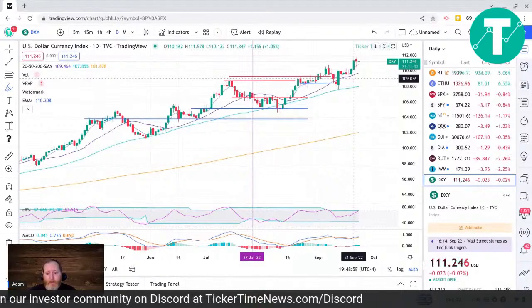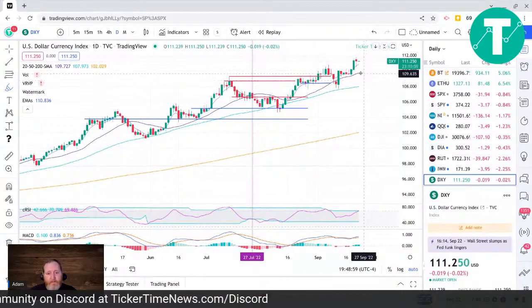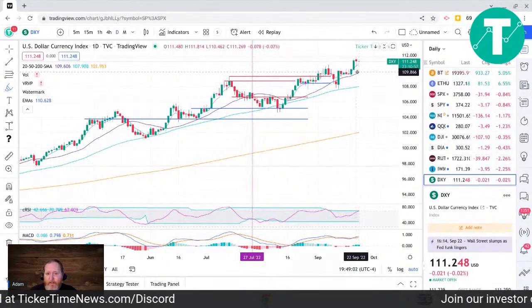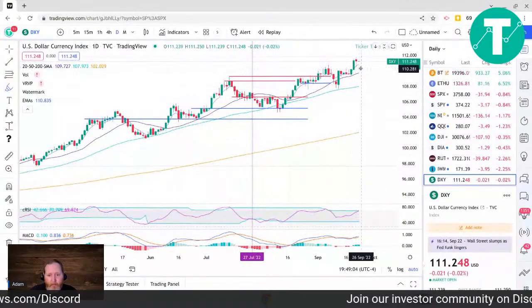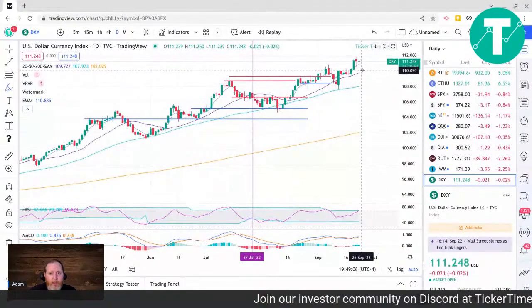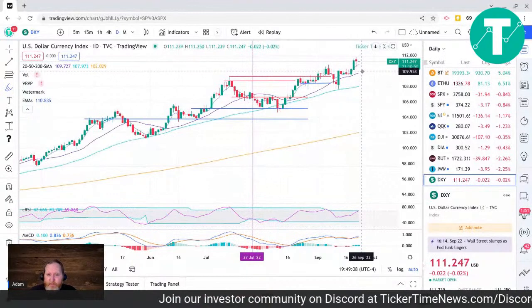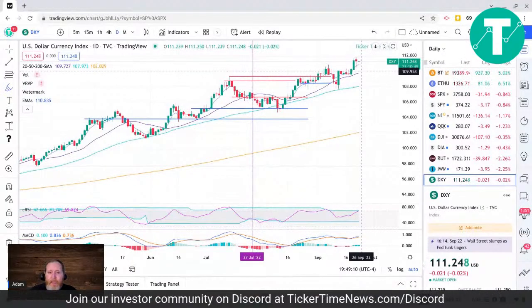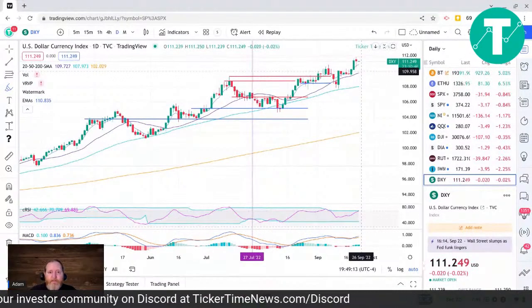Up big time. Now, it is pulling back. I suspect that it will come back down tomorrow. And that's another thing that's leading me to believe that we could see a bounce in the equity markets tomorrow.